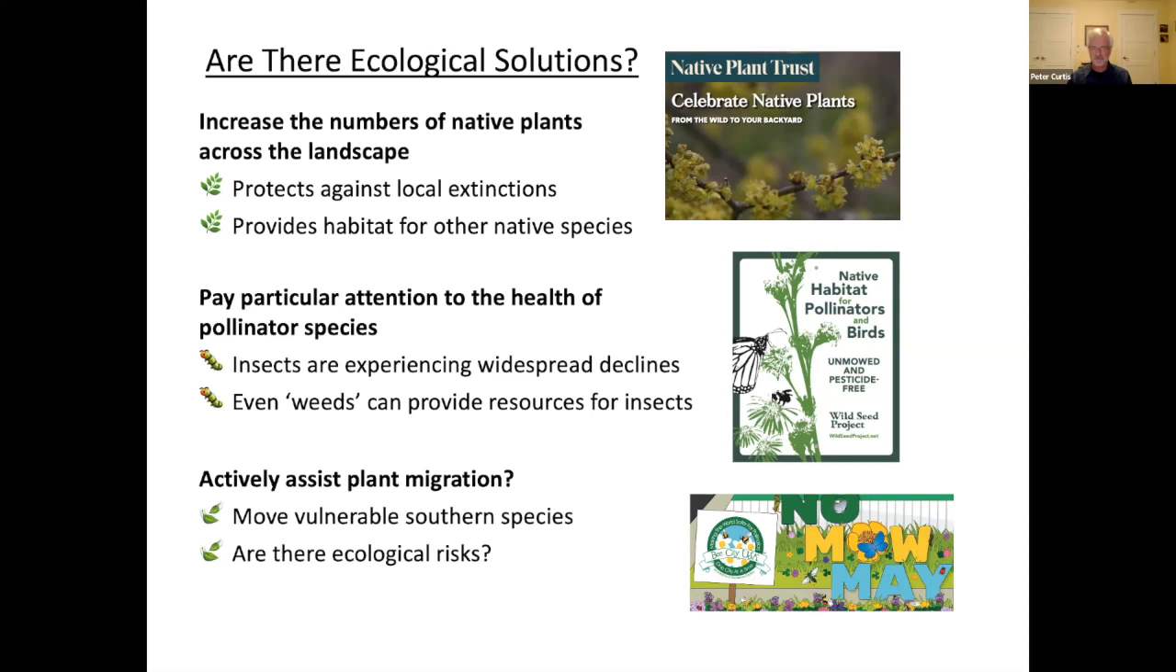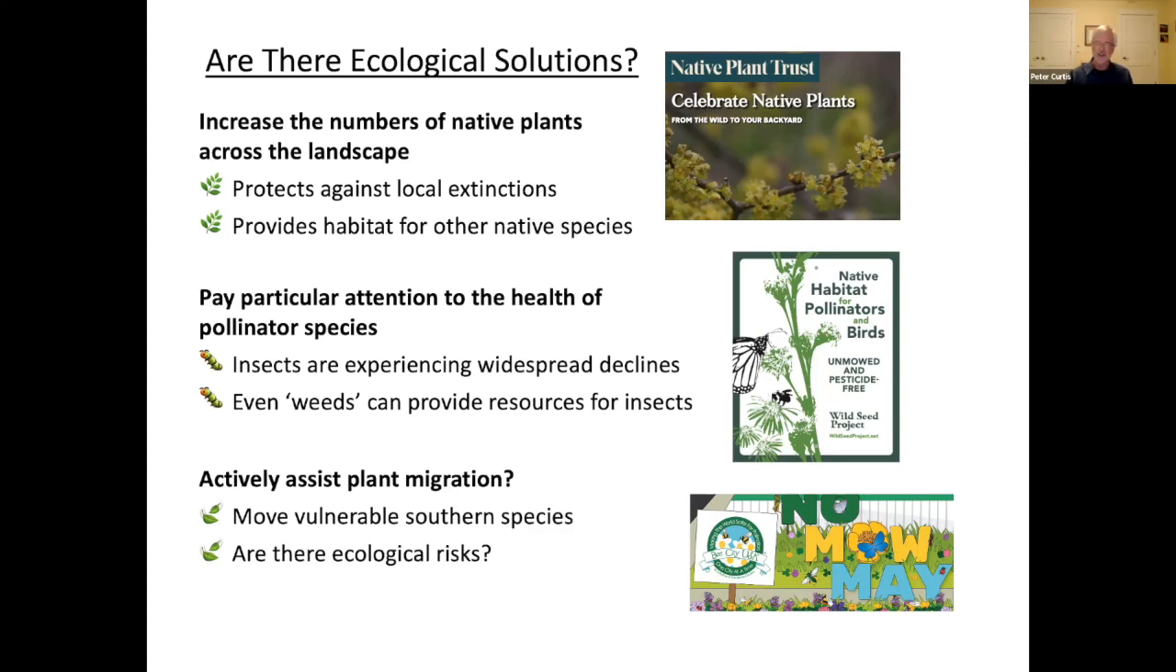And then lastly, in this little group, I want to mention this idea of assisted plant migration. There are some local botanists who've been thinking about this very carefully. And the question here is whether we should be thinking about moving vulnerable species, southern species, some of these endemic species from the Appalachians, northward into New England, where their preferred habitat may be in the next decades as climate warms. Is this scalable?